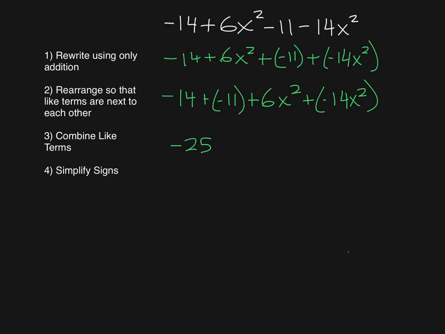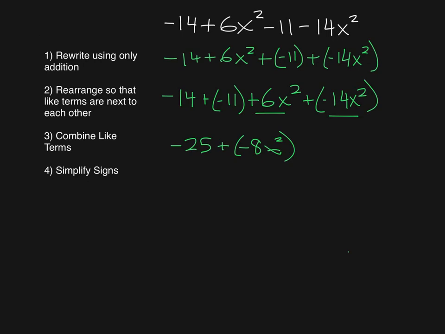And then I have 6x squared plus negative 14x squared. So here's a positive and a negative that I'm adding together. Those have different signs. So I'm actually going to do 14 minus 6 to get 8. And I know my answer is going to be negative because 14 is bigger than 6. So negative 8x squared is what I get for that second term.